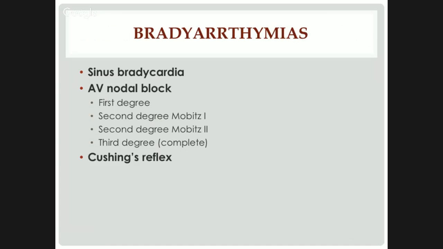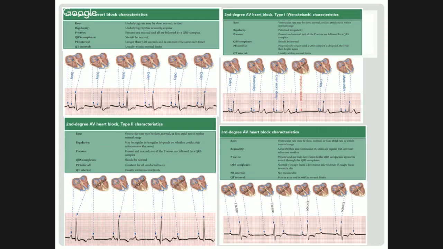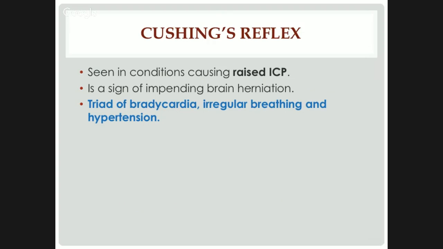Bradyarrhythmias, the only ones you need to know are AV nodal blocks. You should remember this from first and second year. First degree heart block, you've got a prolonged PR interval, but everything's normal. Second degree type 1, your PR gets longer and longer, and then you drop a QRS. Whereas in type 2, your PR is normal, but you just randomly drop your QRSs. Third degree, you've got complete block, so the P waves and the QRSs work at their own rate. That's a summary of that. Have a look at that in your time.